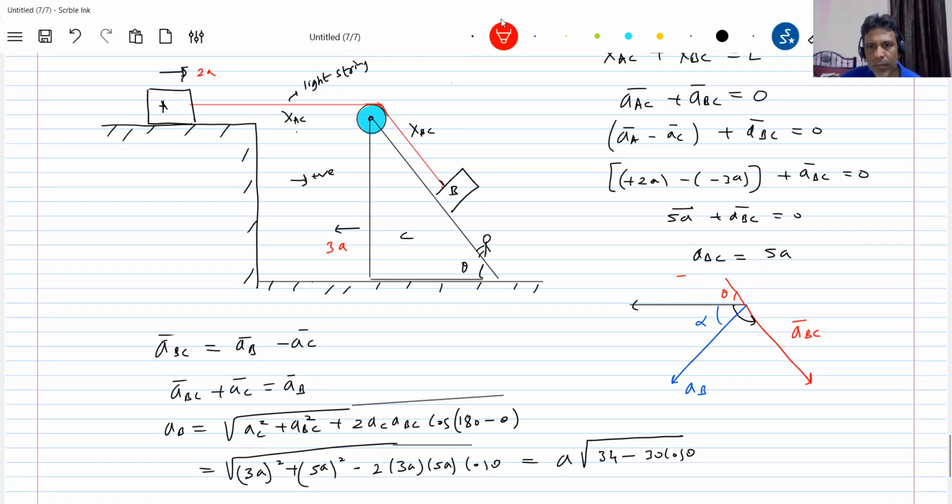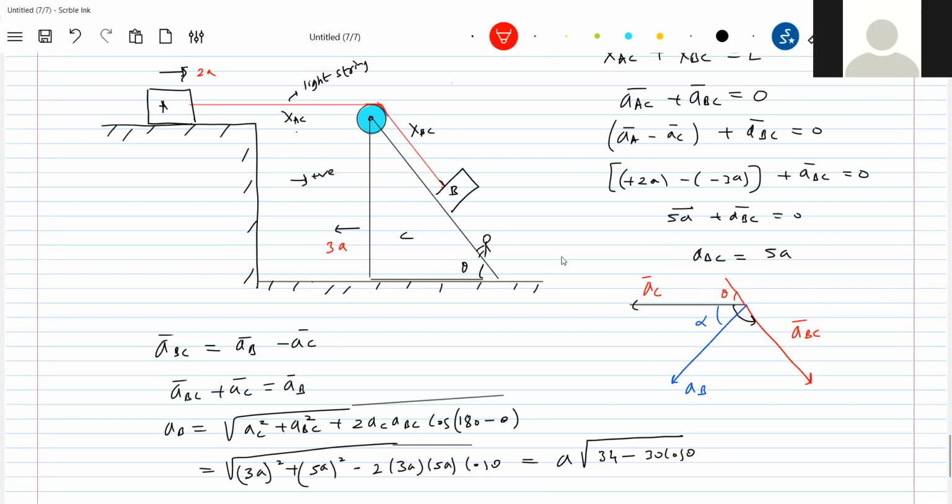So sometimes they will ask you something based just on the vector. You have to be careful. You don't need to draw a free body diagram. Okay, take screenshot.